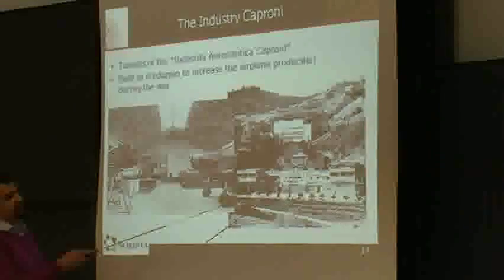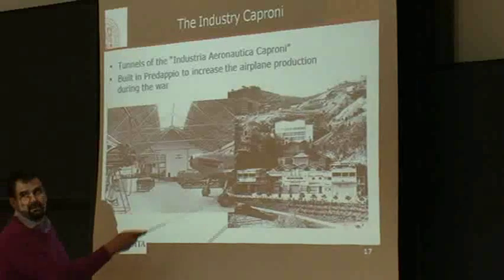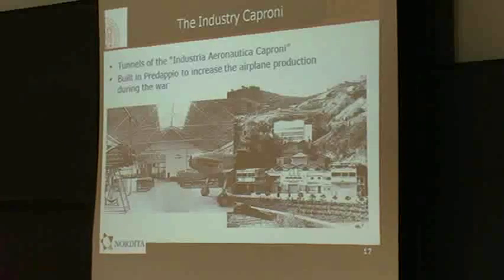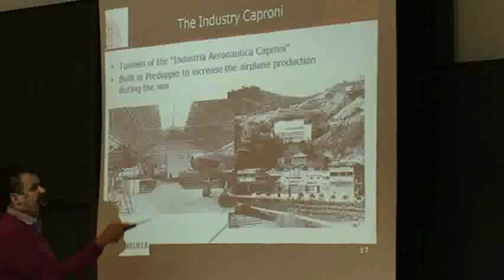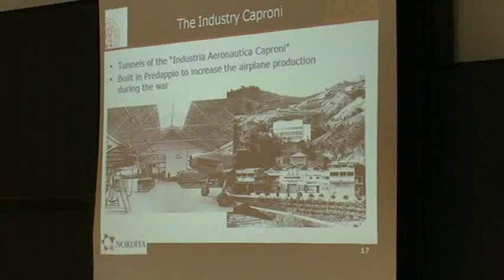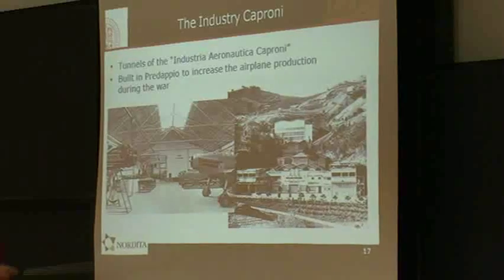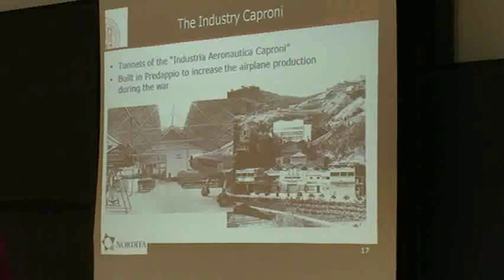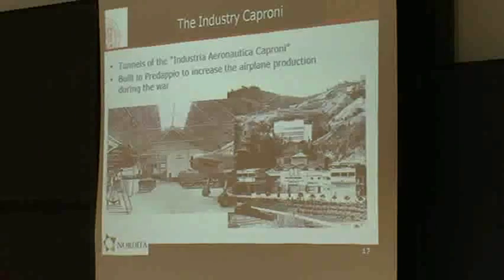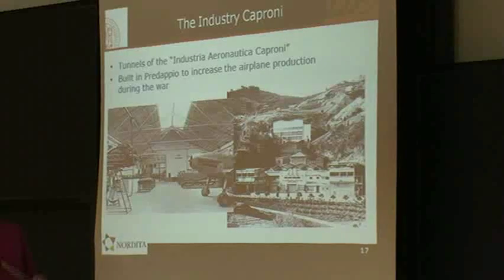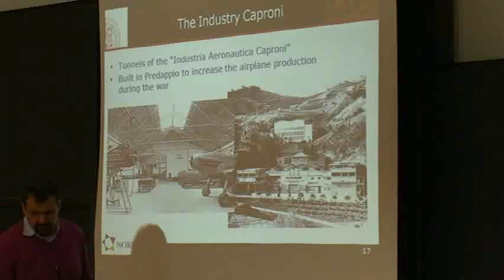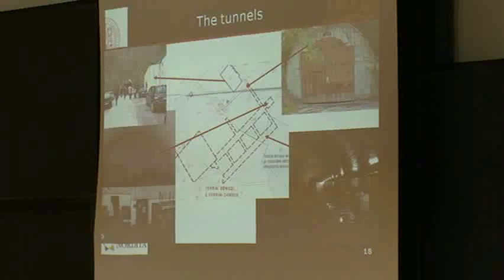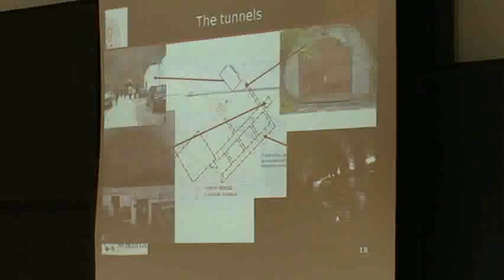This was quite a low efficiency factory. As you can see, it's wrapped around the mountains, so all the pieces of the airplane were distributed by cables and complicated cable cars. And like in other countries, in order to continue the production during the bombing period, he built, on the other side, where the picture is taken, a complex system of tunnels, to shelter the production and to continue to build airplanes during the war.